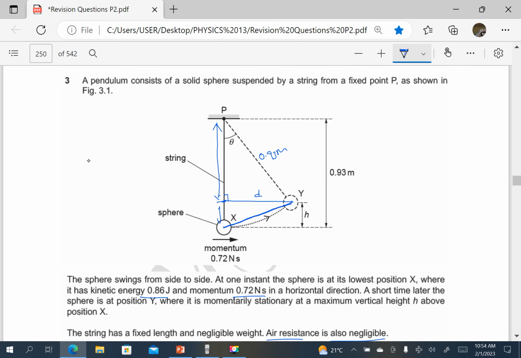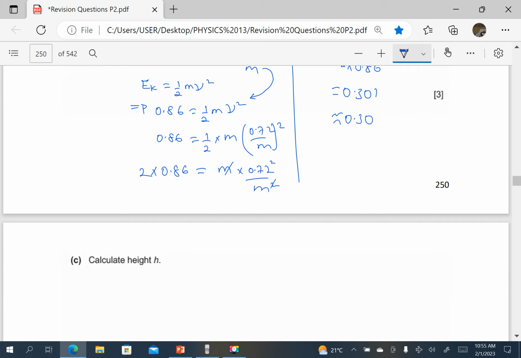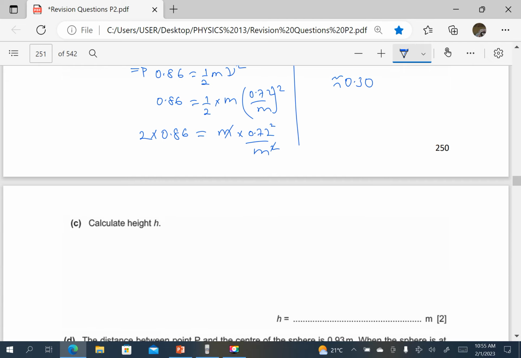This distance is h. That distance is going to be h. So we can say that this distance here, x plus h, should give us 0.93. But how can we find h? Let's first find h using gravitational potential energy. The gain in potential energy is going to be mg times the gain in height.